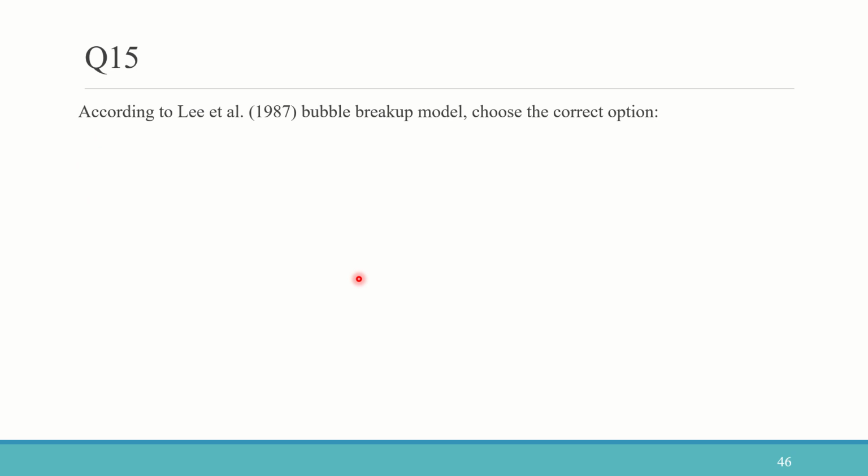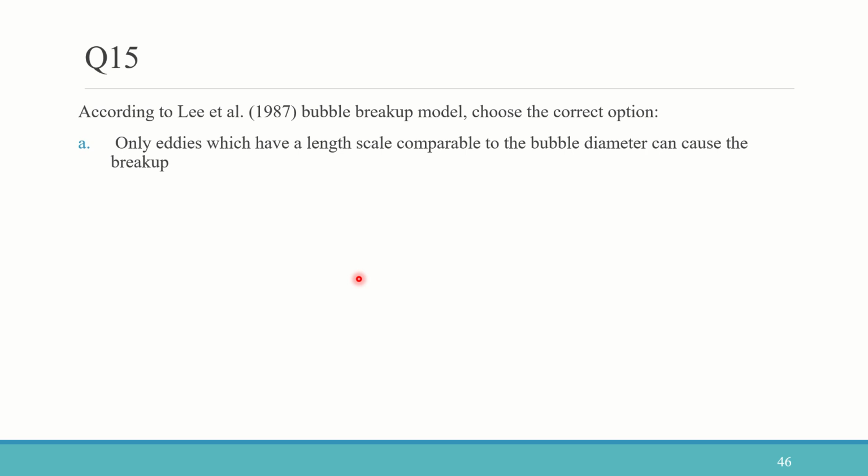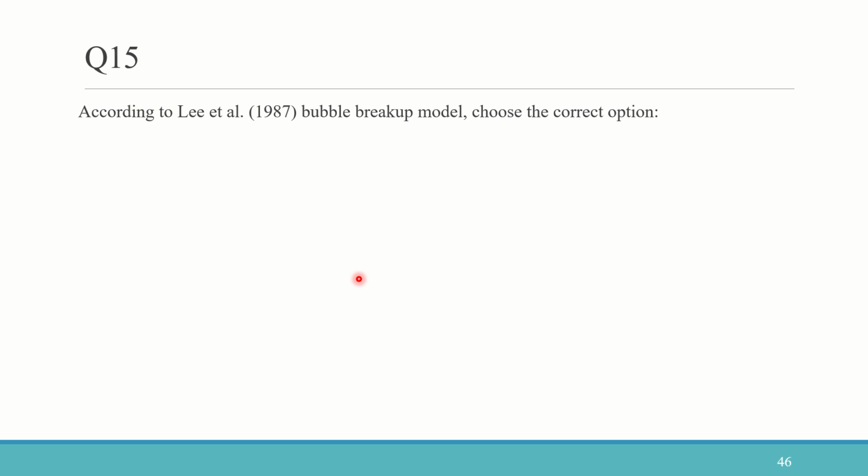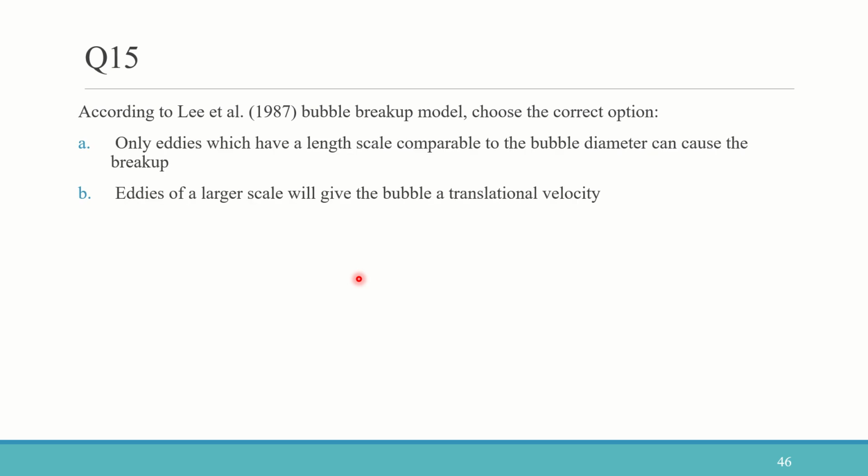According to Lee et al. 1987 bubble breakup model, choose the correct option. Option A. Only eddies which have a length scale comparable to the bubble diameter can cause breakup. Option B. Eddies of a larger scale will give the bubble a translational velocity. Option C. Both A and B are right. Option D. None of the above.